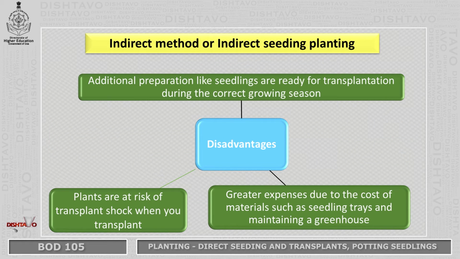What are the disadvantages of this method? First, additional preparation is needed so that seedlings are ready for transplanting during the correct growing season. Secondly, plants are at risk of transplant shock when you transplant them into a new area. Thirdly, there are greater expenses due to the cost of materials such as seedling trays and maintaining a greenhouse.